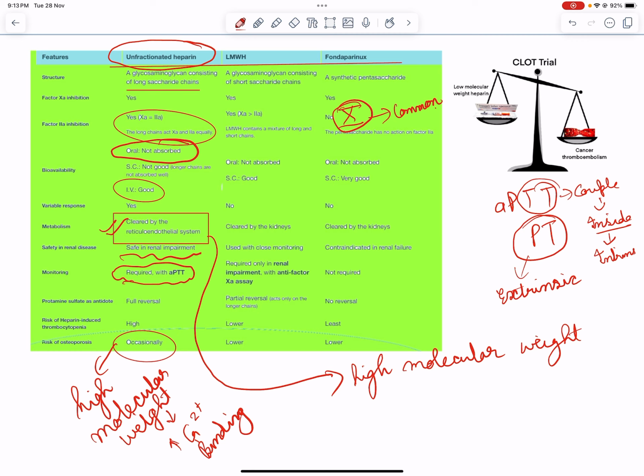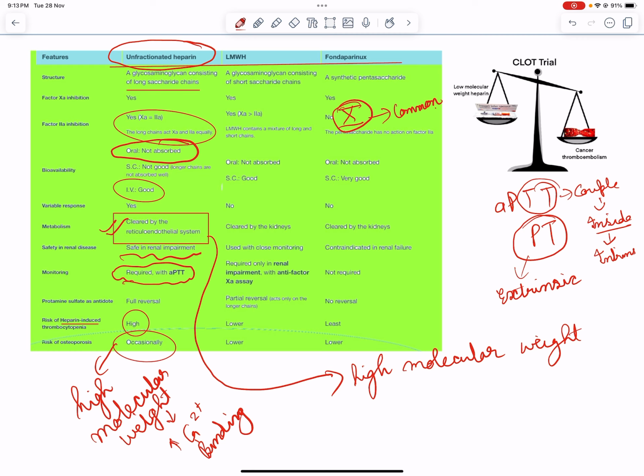Protamine sulfate can do full reversal, but like other natural things, it can cause heparin-induced thrombocytopenia, which is evident in the name only. And then there is a risk of osteoporosis. Why? Because it is such a high molecular weight substance, it tends to attract calcium towards it, and when it attracts calcium, it will lead to osteoporosis.